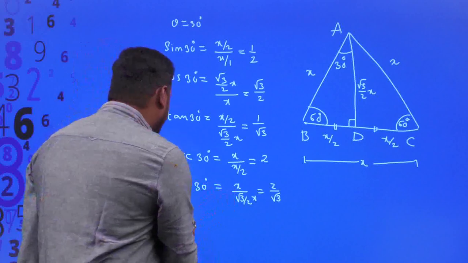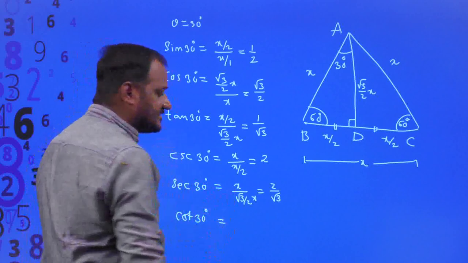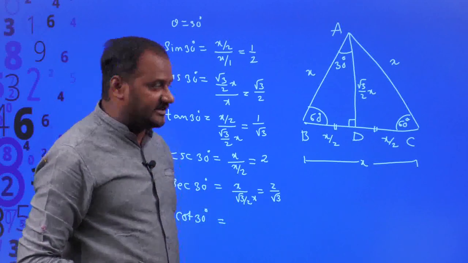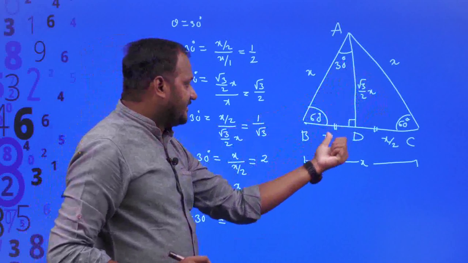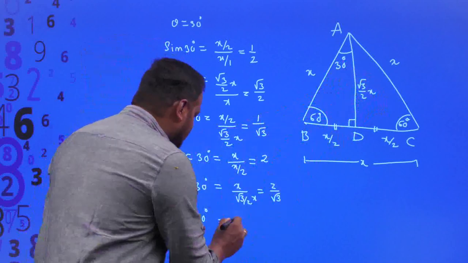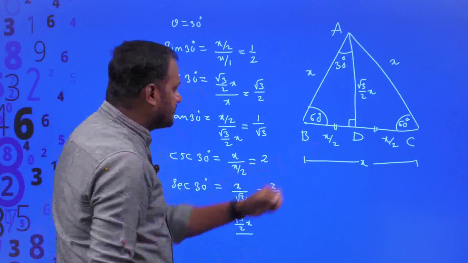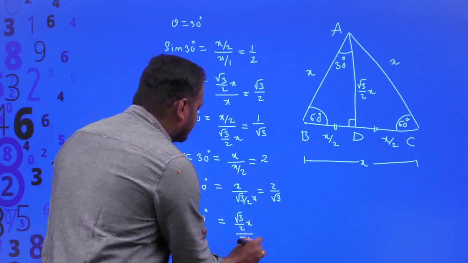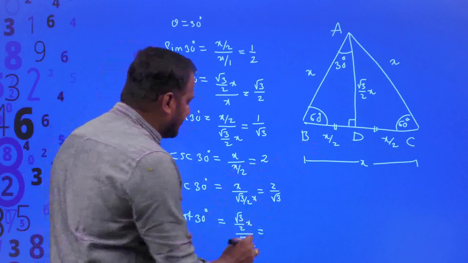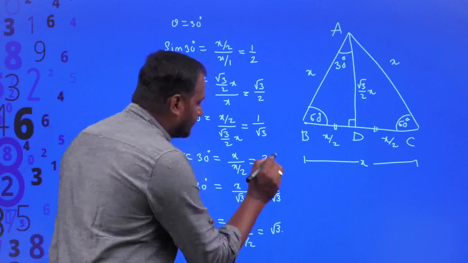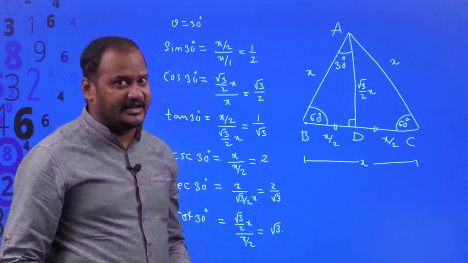And coming to the last trigonometric ratio, that is cot, what is the value of cot 30 degrees? According to the definition of cot 30, side adjacent to 30 divided by side opposite to 30. So, side adjacent to 30 here is root 3 by 2 times x divided by side opposite to 30, which is x divided by 2. So, x by 2 cancels, then we are left with root 3. So these are the 6 trigonometric ratios according to acute angle 30.